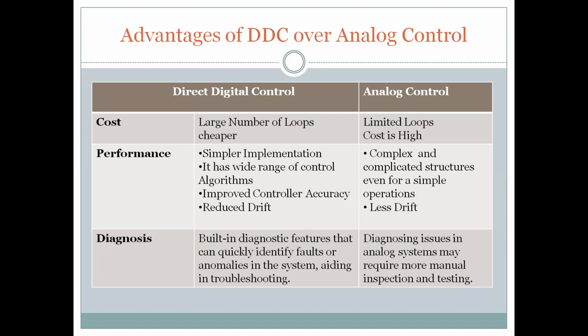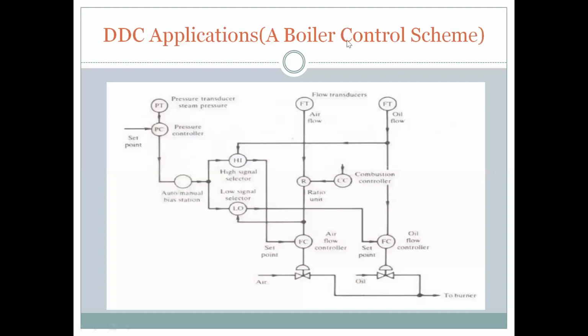Diagnosis: in direct digital control there is a built-in diagnostic feature such that it can quickly identify faults in the system, which helps in troubleshooting, whereas in an analog system it may require more manual inspection and testing for diagnosis. So this is about direct digital control.